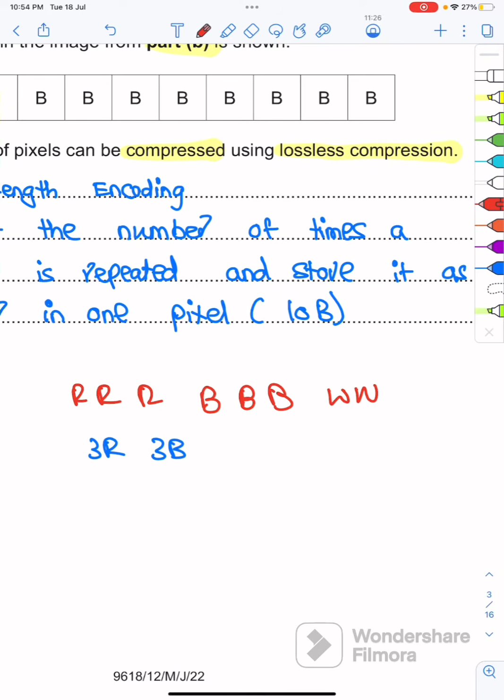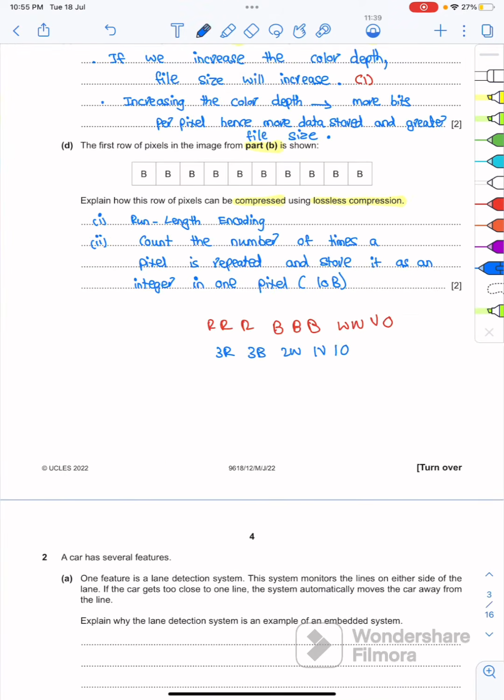And if I were to do them one by one, then this becomes 2W. And if I were to say, this is just an example, violet and orange, then you would say 1V, 1O. And this is the premise of run length encoding, a compression technique used.